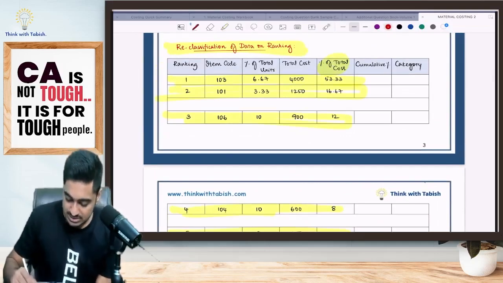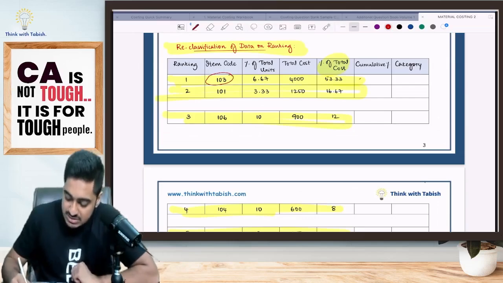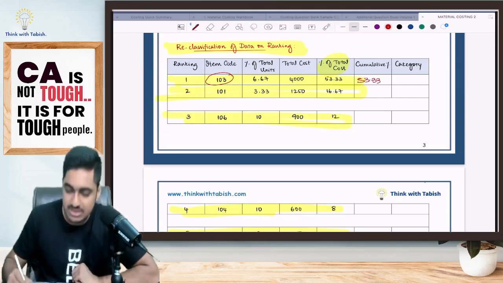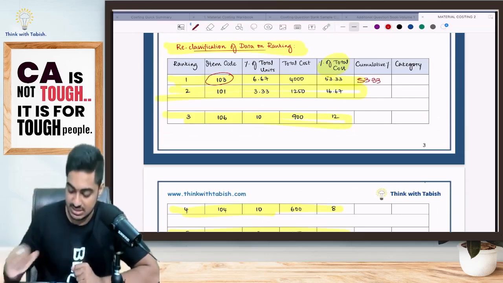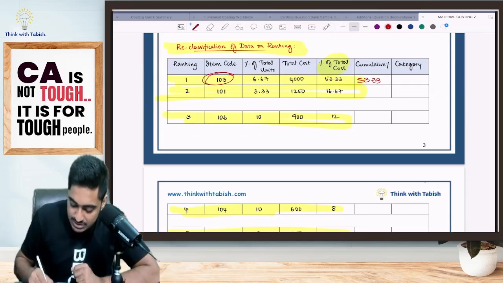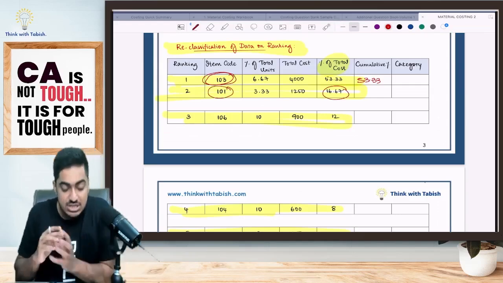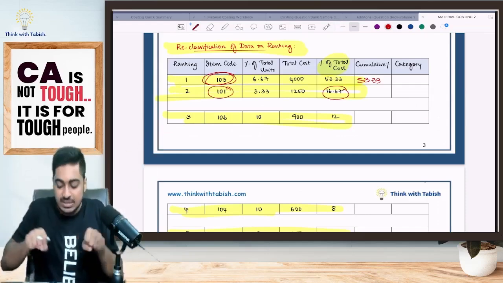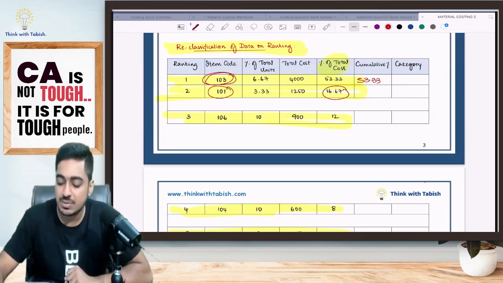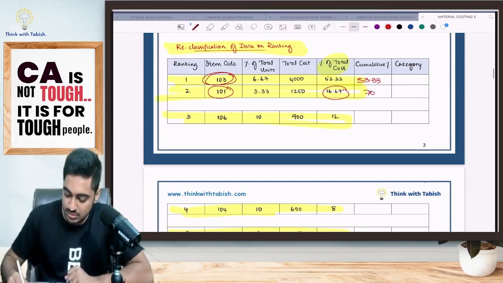Sir, what is cumulative percentage? If I take only item number 103, how much percentage does it cover? 53.33 percent. Now in A category, roughly how much percentage should I be covering? 70 percent, yes or no? So along with item number 103, if I include item number 101 also, how much percentage is it on a standalone basis? 16.66. So first item as well as second item together, how much is it? It is 53.33 plus 16.67, which together makes 70%, yes or no?